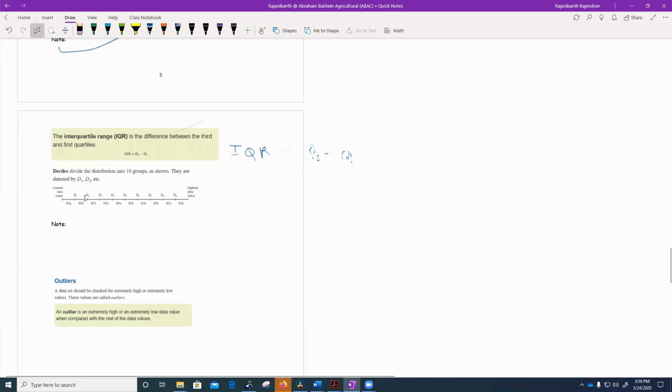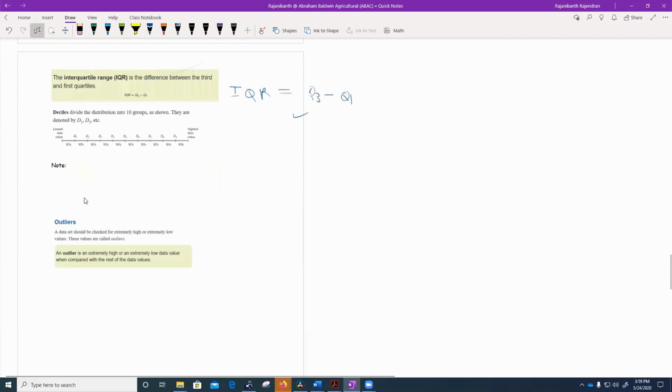Okay, so let's move to the second one now, deciles. The deciles divide the entire data into 10 equal pieces. So that's what we call deciles, right? We are dividing the entire data into 10 equal pieces. That's very obvious now. My first decile is going to be the 10 percent. That means the 10th percentile is going to be my first decile, right?